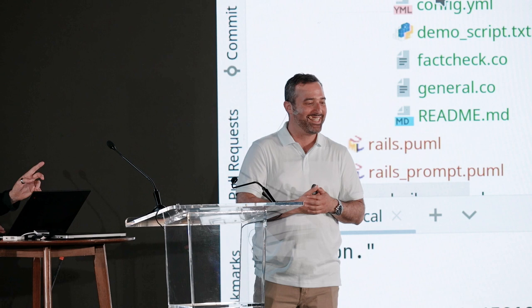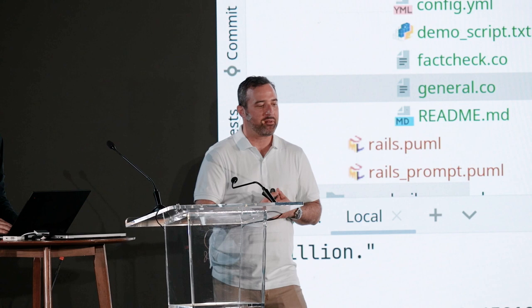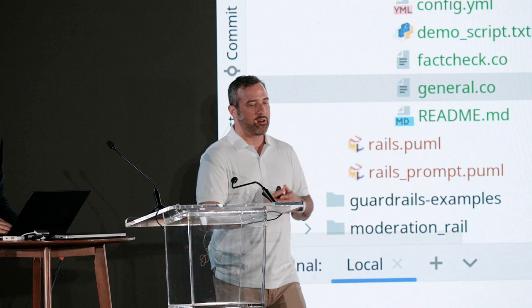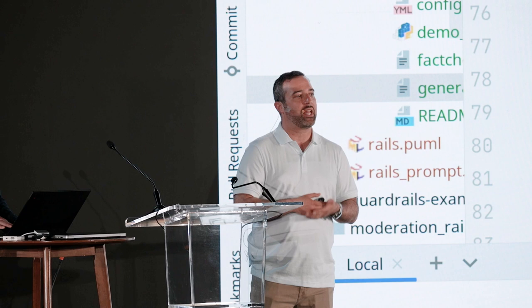There we go. So this programming language is a domain-specific language called Colang, which we developed. And the guardrail system has an interpreter and a runtime for this language. It's a dialogue modeling language. It's actually a pretty rich language. You can have conditionals and control flow and all sorts of things.